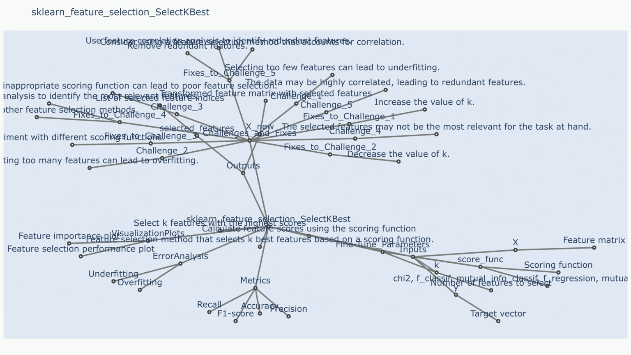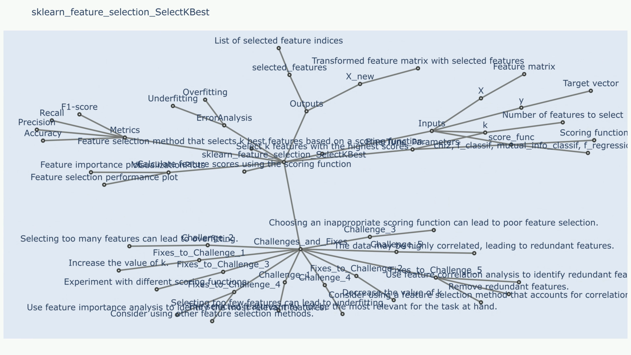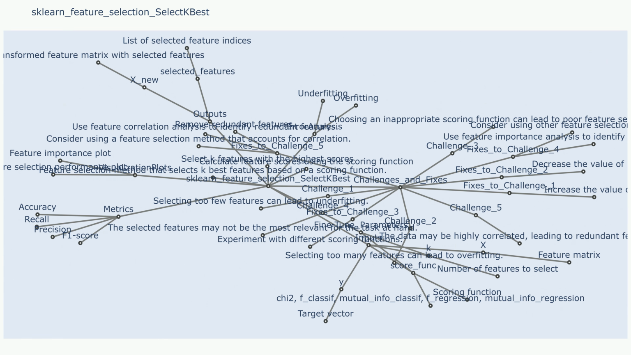Steps. Feature scoring: the chosen score function is applied to each feature in your dataset X, evaluating its relationship with the target variable y. The score reflects the feature's ability to predict or explain the target variable. Feature ranking: the scores are then ranked, allowing you to identify the features with the highest scores. Feature selection: the top K features with the highest scores are selected based on the value of K provided.